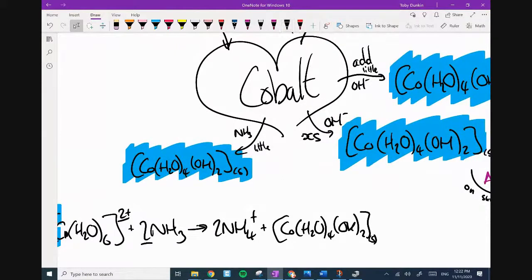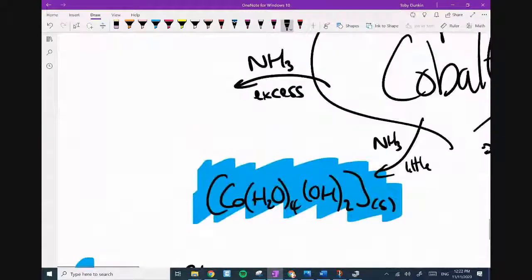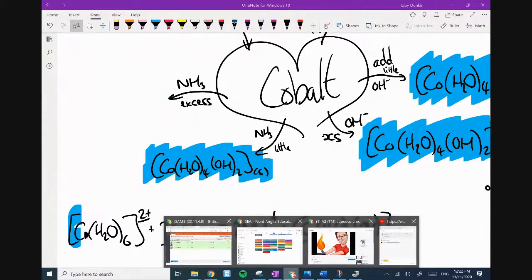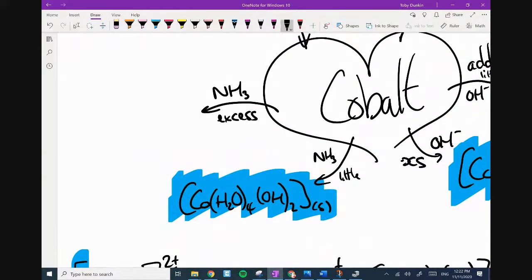Right, now what happens when we do this with excess? And this is kind of special. This is ammonia excess, and this is kind of special for cobalt. Cobalt goes through complete substitution, a bit like chromium does. Chromium does a complete substitution as well. So we get the hexaammine cobalt 2+ complex.